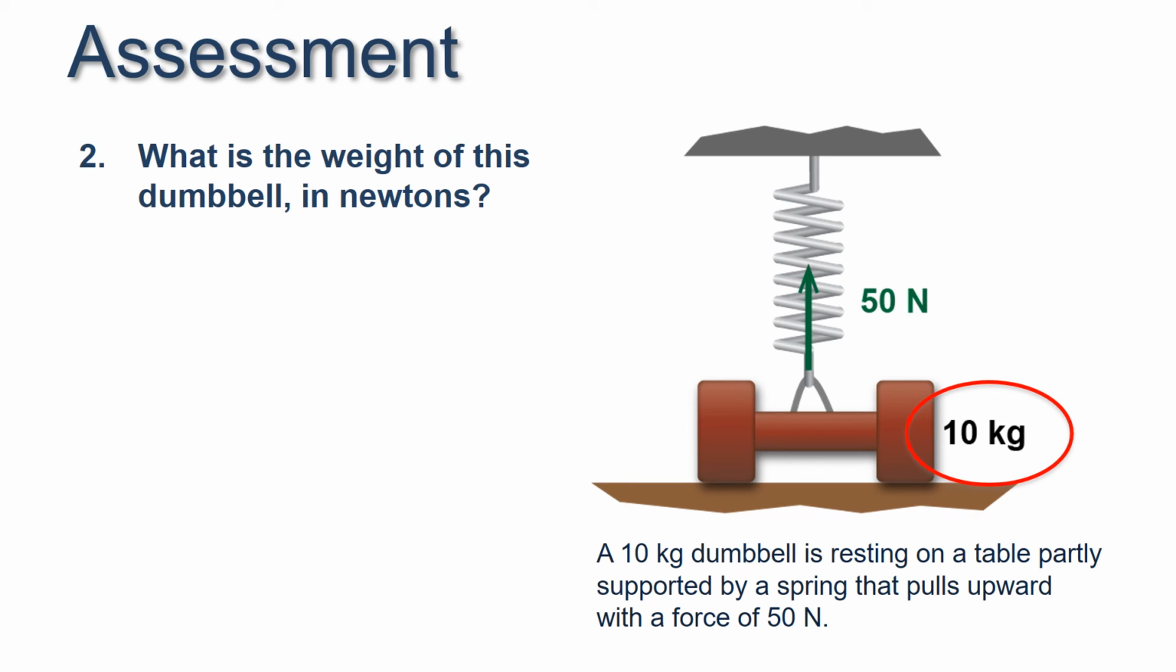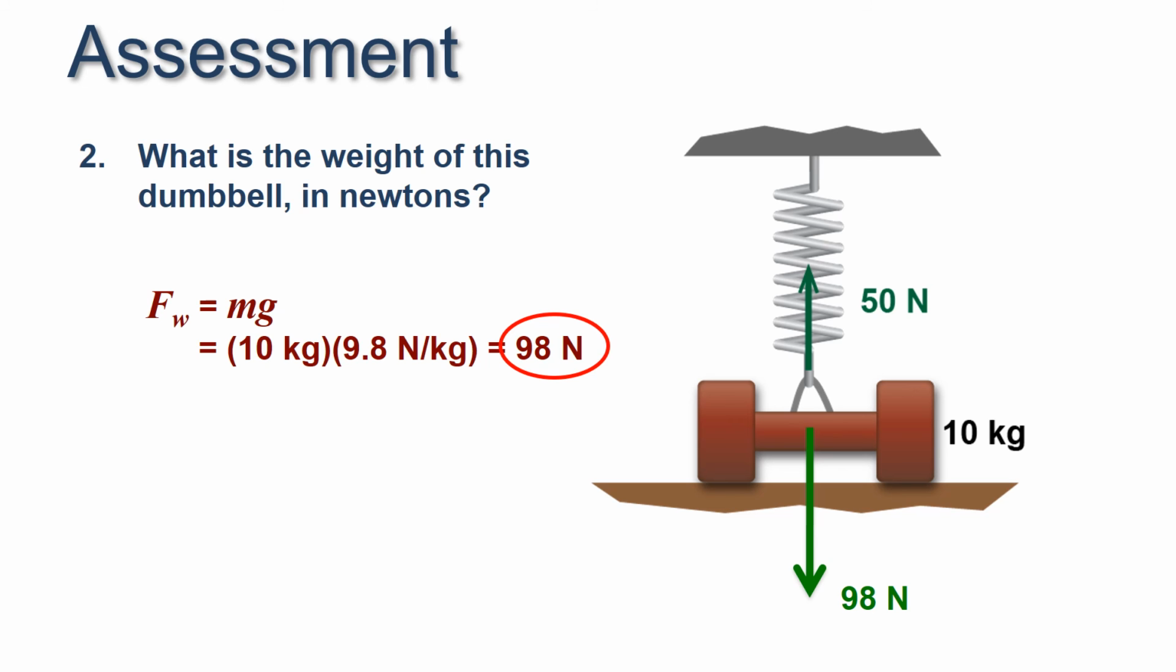This dumbbell is 10 kilograms in mass. How much does it weigh in newtons? We're going to use our equation F equals m times g. Take a second to solve that. Pause the video. And you'll find out that this weighs 98 newtons based on that mathematics.